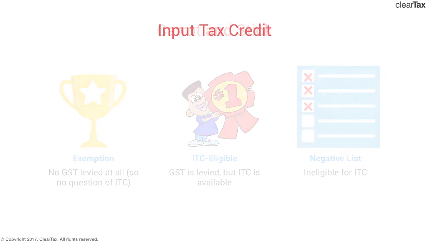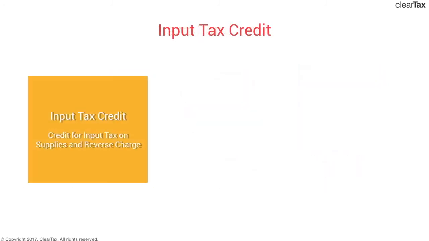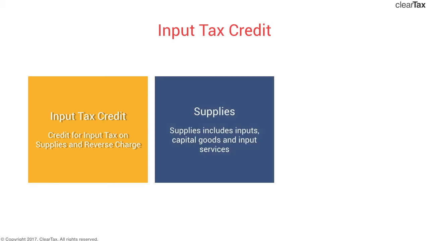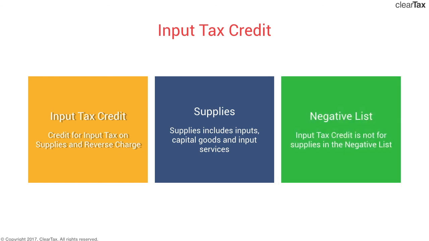So in this section of the module, the first section, we've seen that the input tax credit is credit for input tax on supplies and reverse charge. So input tax and reverse charge can be claimed as credit to offset your output tax liability. That supplies include inputs, capital goods, and input services, and negative list is the list of supplies on which input tax credit is not available.